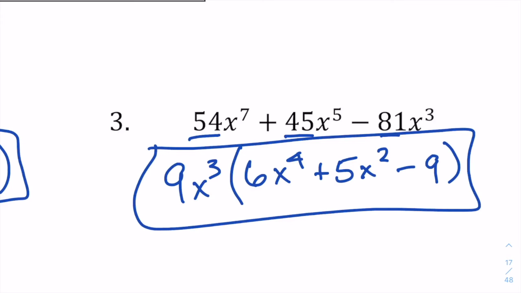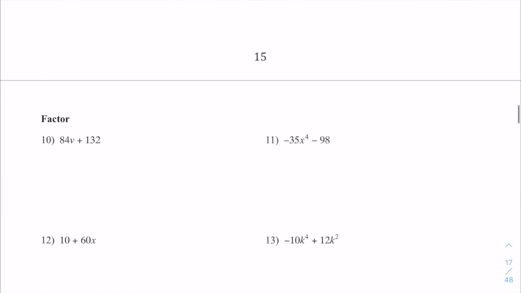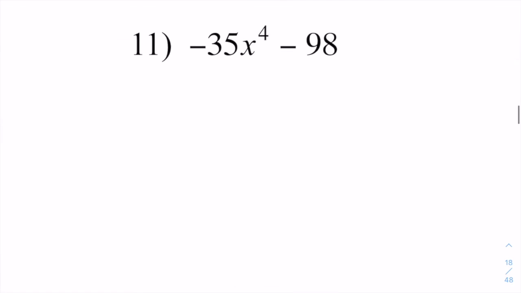Again, watch out for an example where there might be nothing to pull out, because in those examples, they will be prime. One thing to watch out for, though, is let's find an expression, yes, like number 11. In number 11, we start with a negative. So when the leading term, the term with the highest degree, starts with a negative, it's going to be our preference to factor out a negative number. So between negative 35 and negative 98, they both have a factor of negative 7. There's no x's in common, so it's just a number that is the greatest common factor.